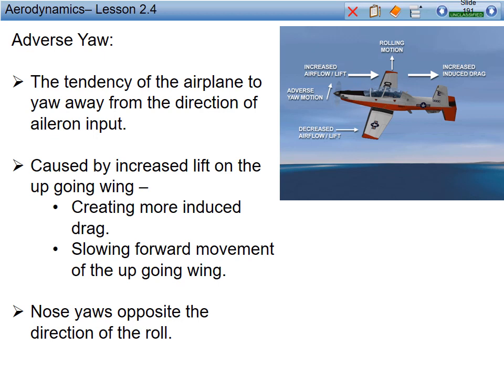decreasing the camber, decreasing the lift, and thereby decreasing the induced drag. This will cause a yaw in the opposite direction of a roll input. Adverse yaw is most commonly found when making turns in an aircraft. It is the most common cause of an airplane getting into a slipped turn.